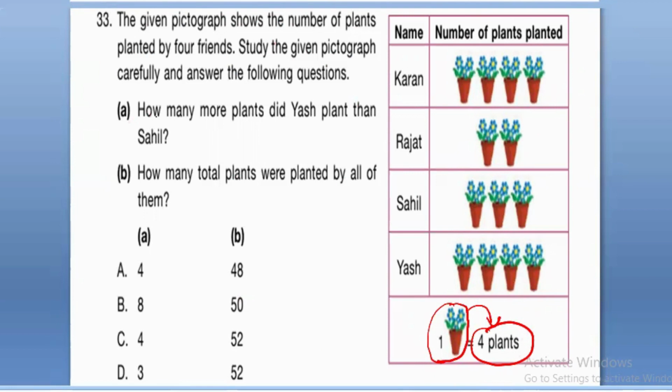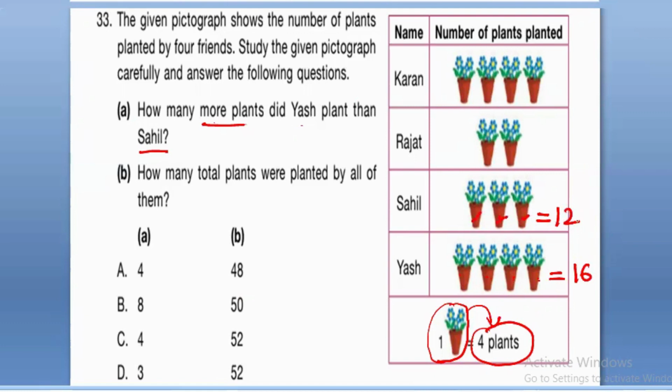Now the first question is: how many more plants did Yash plant than Sahil? So how many plants did Yash plant? 1, 2, 3, 4, which is equal to 16, because 4 plus 4 is 8, 8 plus 4 is 12, 12 plus 4 is 16. Now, how many plants did Sahil plant? 1, 2, 3, which is equal to 3 4s are 12. 4 plus 4 is 8 plus 4 is 12. So how many more plants did Yash plant than Sahil?